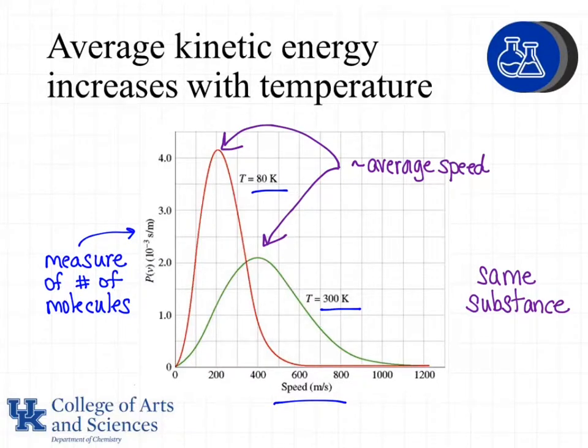Notice that it is the average that increases. There are still molecules at 300 Kelvin that are moving very slowly, and molecules at 80 Kelvin that are moving very rapidly. It's always a distribution of speeds, but we're worried about the average speed, which is increasing with temperature. Because the average speed increases, the average kinetic energy also increases.